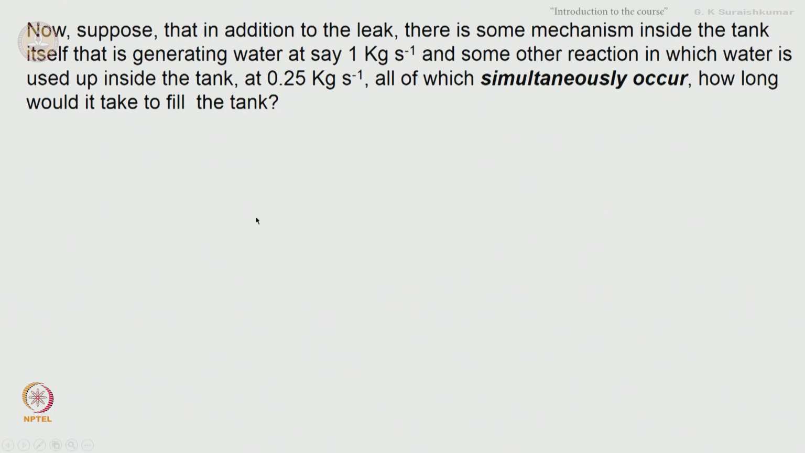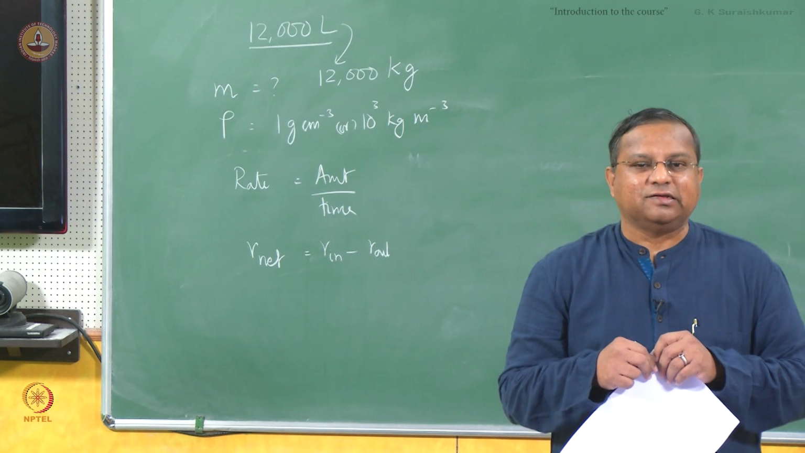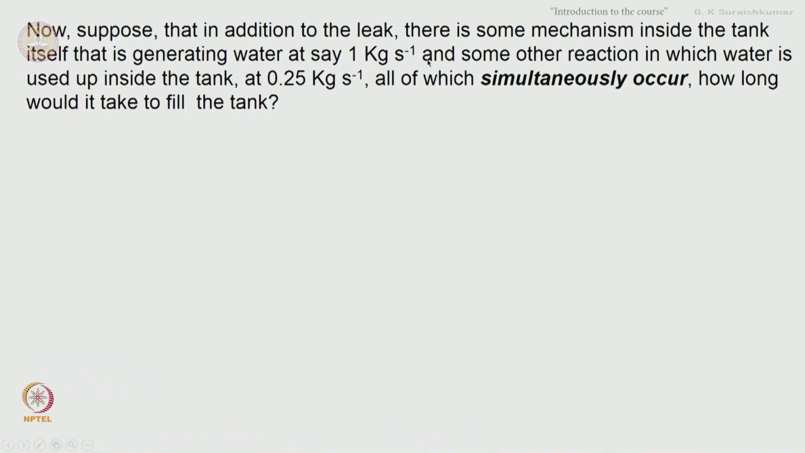Now, suppose that in addition to the leak, there is some mechanism inside the tank itself that is generating water at, say, 1 kilogram per second, some reaction maybe, and some reaction in which the water is used up in the tank at 0.25 kilogram per second, and all of which simultaneously occur. Okay, that is the killer thing. The simultaneous occurrence is the one that confuses our intuition a lot. If this is happening, how long would it take to fill the tank?